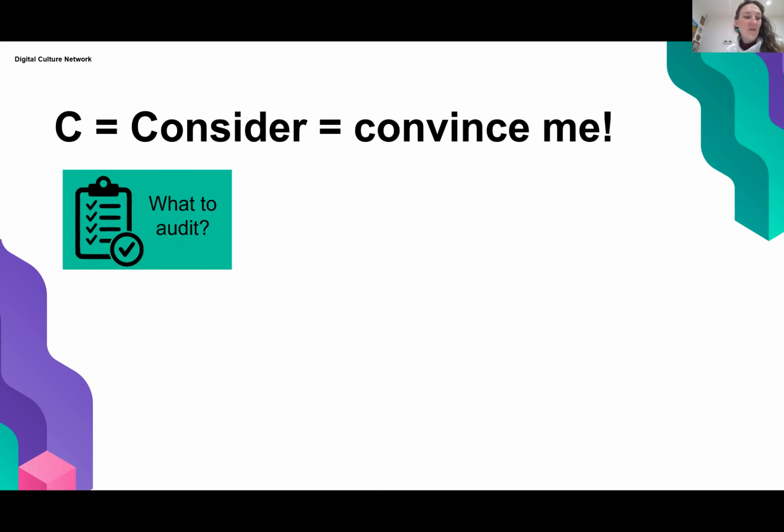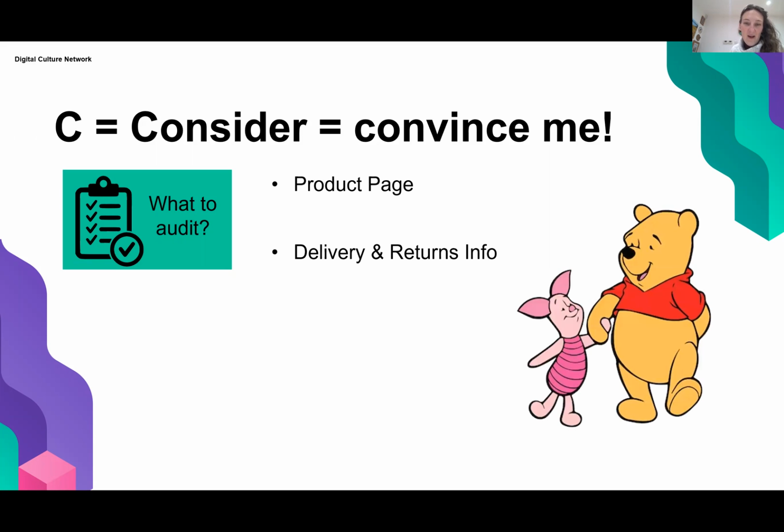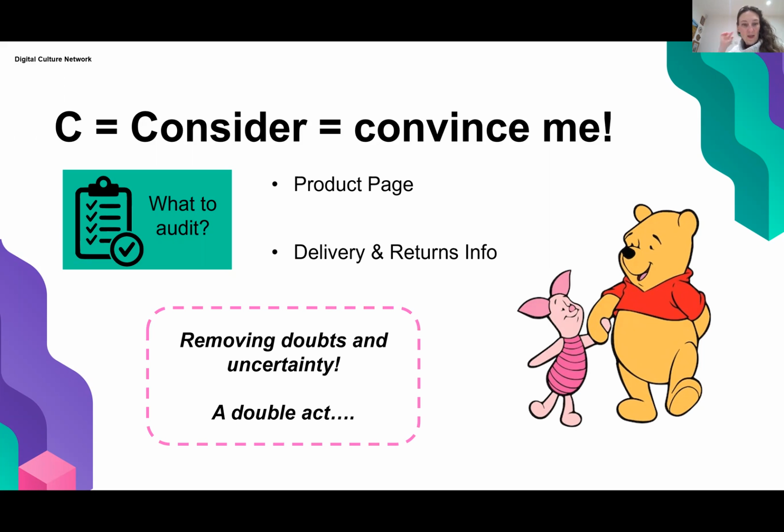So this is the consideration stage. And this is where we really have to convince our customer that they've found a product which they would like to buy. So what are we going to be looking at? Well, this is all about the product page. No surprise there. But it is also about the delivery and returns information. Now, I really like to think about these two as Winnie the Pooh and Piglet. These two pages work together, and they're all about removing doubts and uncertainty. They are very much a double act.